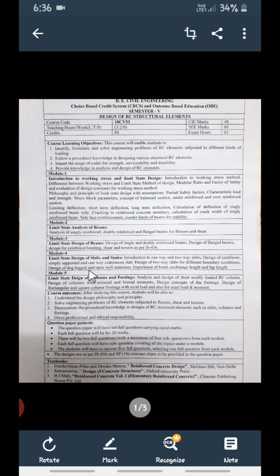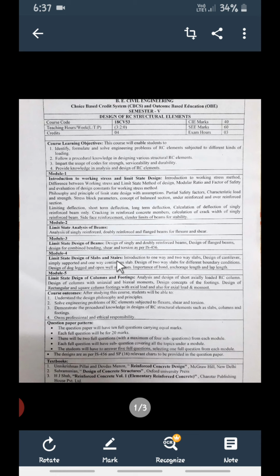Then in module number 4, limit state design of slabs and staircases. Now if you see any building, a slab is required. The element which is important is nothing but slabs. Again there will be different types of slabs, that is one-way slab and two-way slab. What is the difference between these two, and how these two will be designed, that we're going to see in module number 4. Along with this we're going to design the staircases.